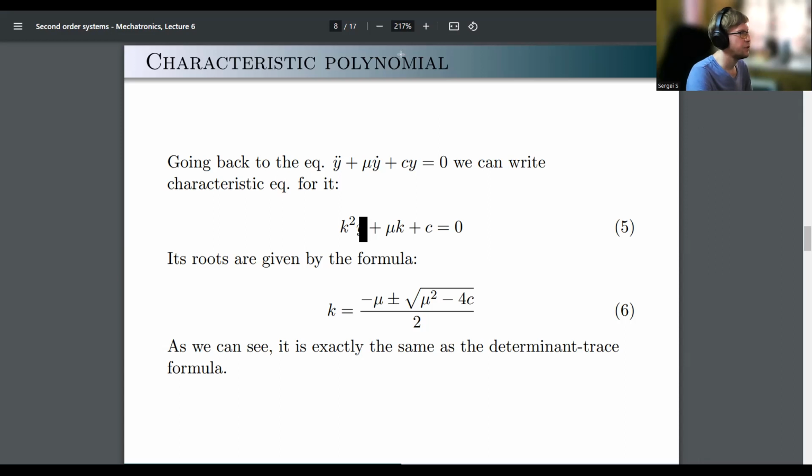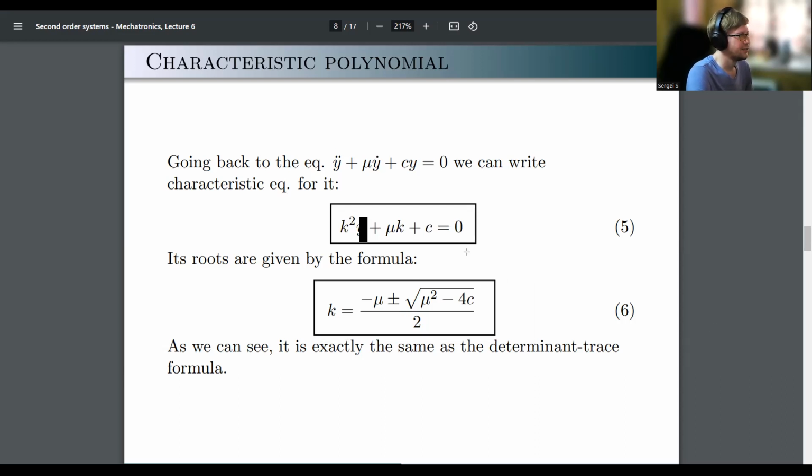All right, now we can find the roots of it. This is now just a second order polynomial. And the roots would look like this. Okay, so if we find roots of this polynomial, the roots would look like this. And what is interesting is that this is exactly the same formula as we saw before. So the roots for this characteristic polynomial are eigenvalues, apparently.